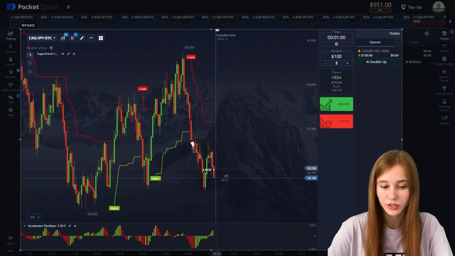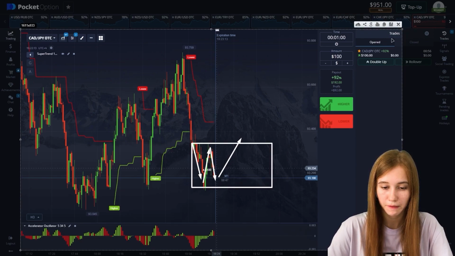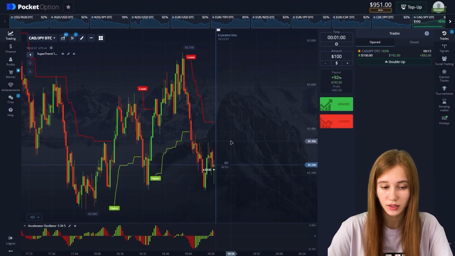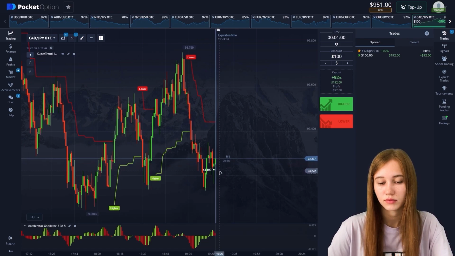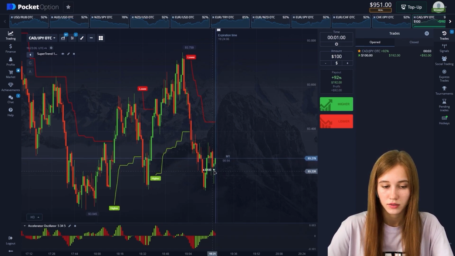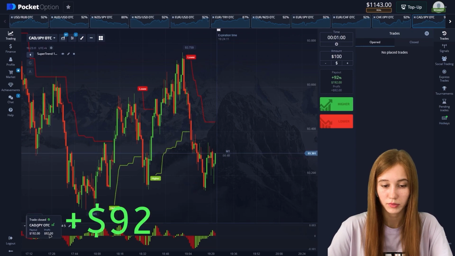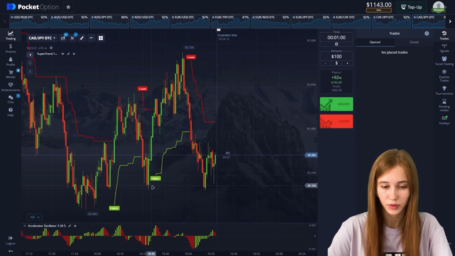So some corrections. And now decreasing, we see some consolidation we see, and let's see. There are 8 seconds until the end of the deal. Yeah, plus deal, good. We're in the black.